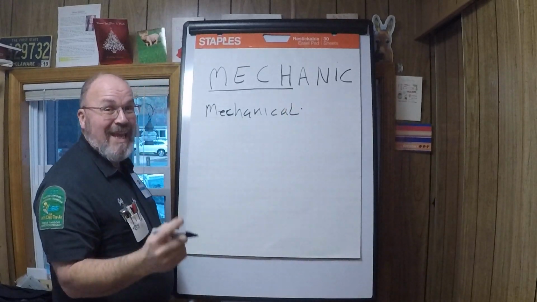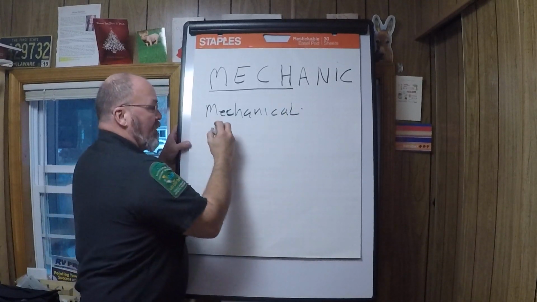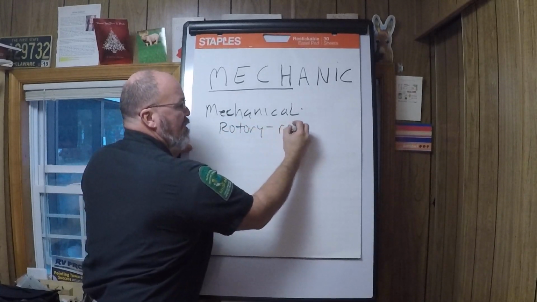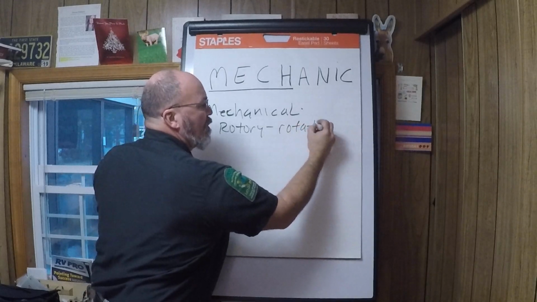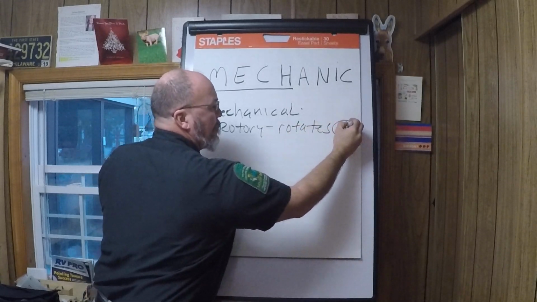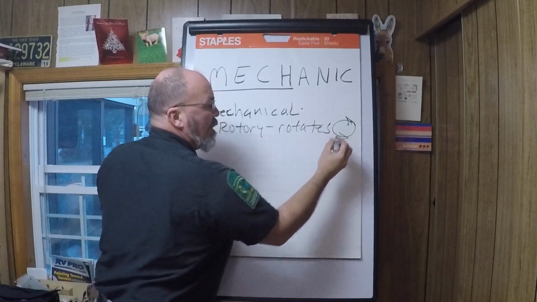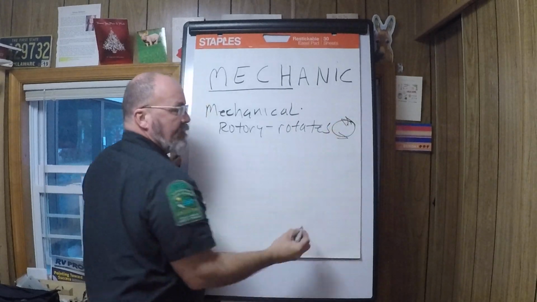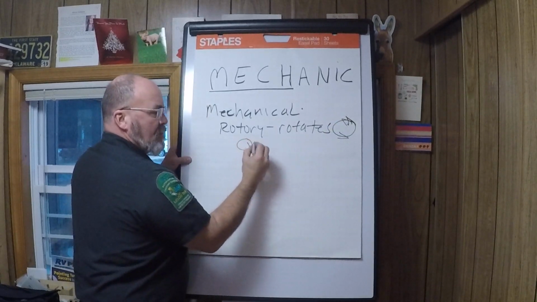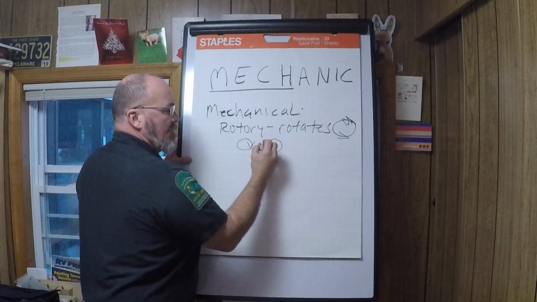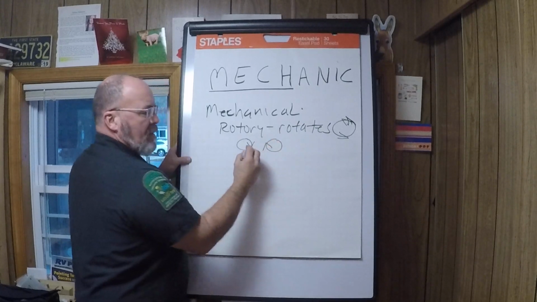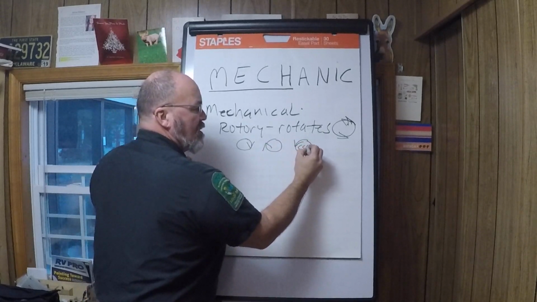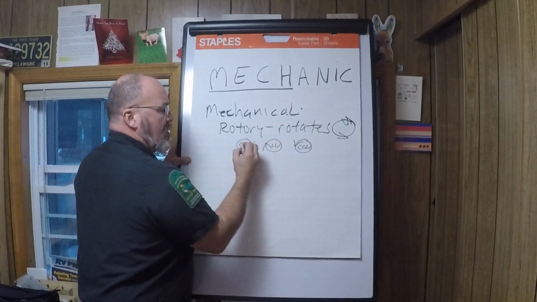Well, there's two types of mechanical movement. One is rotary, or rotates. That's called bidirectional right here. That means it spins both ways. If you see this, it only spins one way. If you see that, it spins the other way. That's clockwise, counterclockwise: CW, CCW.